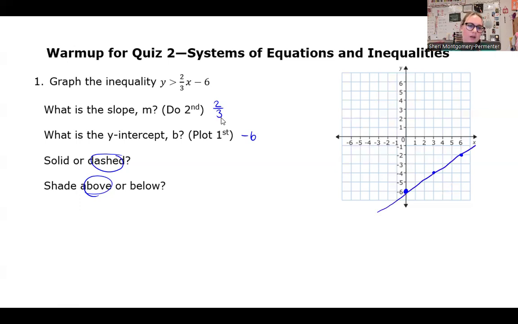Oh, I'm getting really quick with my line. It's dashed. Sorry. It's dashed. I was making it solid. It's dashed. Okay, I've got my dashed line. And then I have to shade above. So above is going to be all this right here.